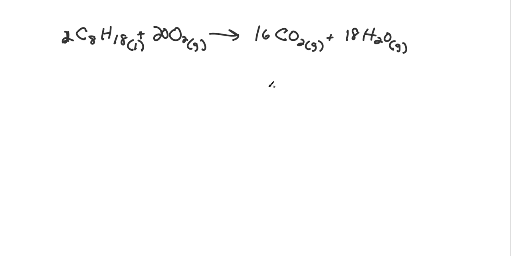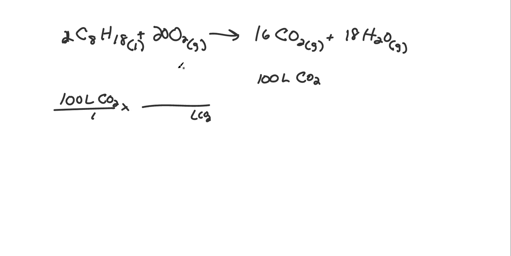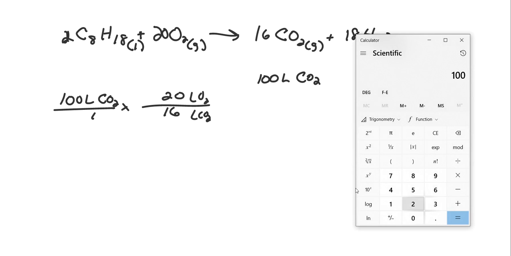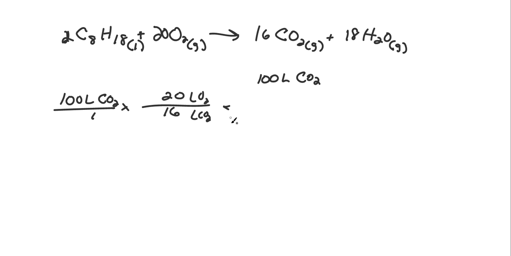Okay, so now let's say we want to control this reaction. How much oxygen would we need if we wanted to produce 100 liters of carbon dioxide? We know this calls for 16, so let's start with what we know. We got 100 liters of carbon dioxide we want to produce. Put that over 1 times, and then we're going to put liters of carbon dioxide on the bottom. That's what we want to get rid of, and we want liters of O2. And we know that 16 liters of carbon dioxide are produced from 20 liters of oxygen. We could probably do that in our head, but let's just make sure. 100 times 20 divided by 16 equals 125. We'll need 125 liters of O2 to get 100 liters of carbon dioxide.